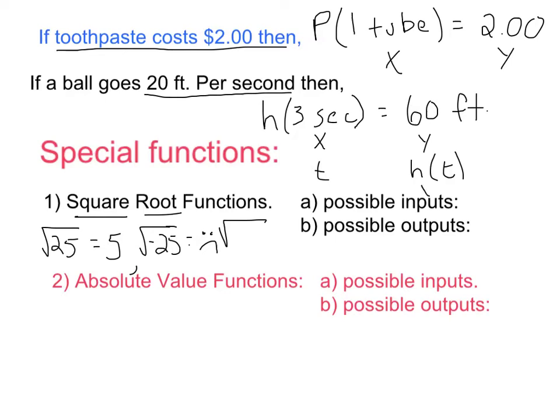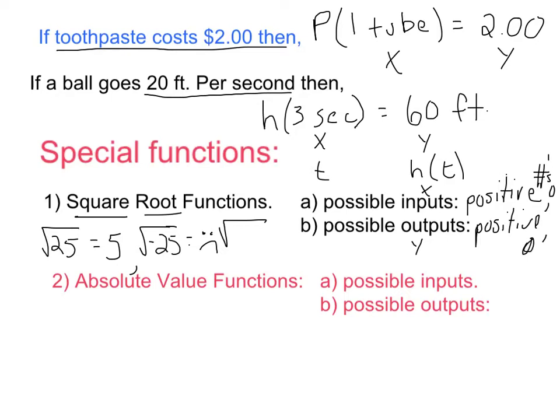So what are the possible inputs? What kind of numbers are you allowed to take the square root of? You're allowed to take the square root of positive numbers. Positive numbers, also 0. Okay? And what are the possible outputs? In other words, the possible y's. Well, square roots are also always going to be positive. Now, if it was cube roots, well, then that'd be a different story. So positive and also 0. The square root of 0 is 0.